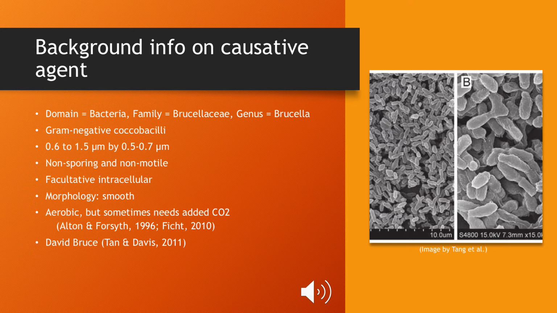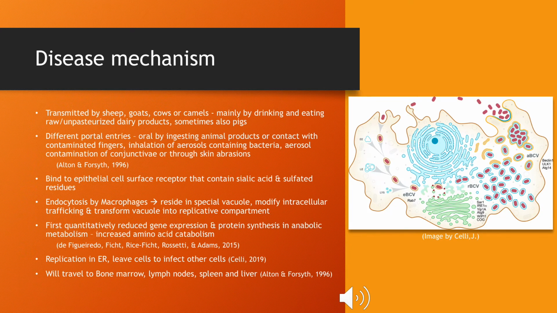And it is a non-sporing and non-motile facultative intracellular organism, and it is non-motile due to the lack of capsule or flagella. Its morphology is smooth, and it is aerobic, but sometimes needs added CO2, and it was first identified by David Bruce. This causative agent is transmitted by sheep, goats, cows, or camels, mainly by drinking and eating raw or unpasteurized dairy products, but it is also sometimes transmitted by pigs.